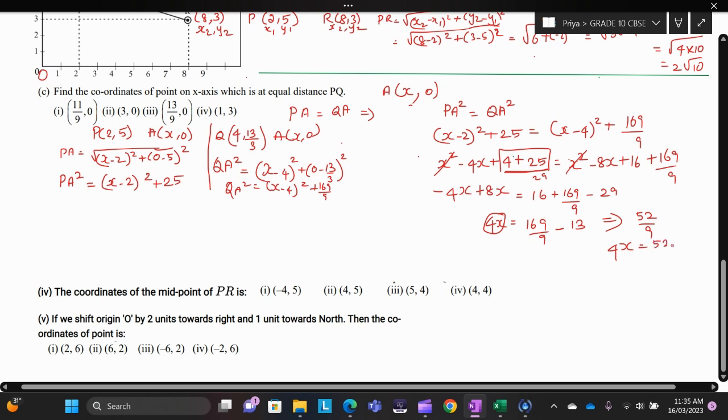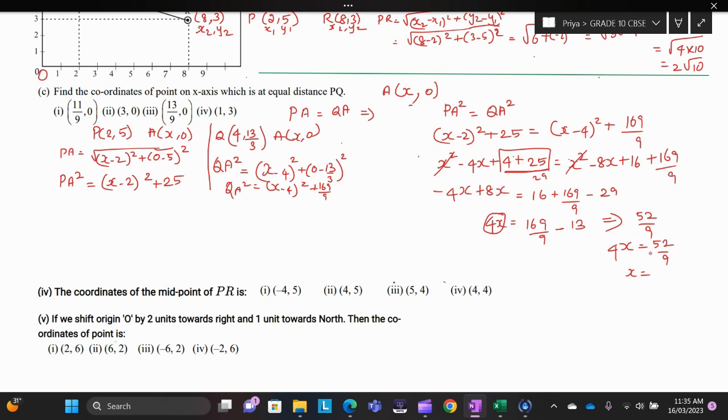So 4x equal to 52 by 9. So x is equal to 52 by 9 times 4. So cancel 4 and 52, 13 times. So it is 13 by 9. So x is 13 by 9, y is 0. So the coordinates are (13 by 9, 0). So which is option 3, right?